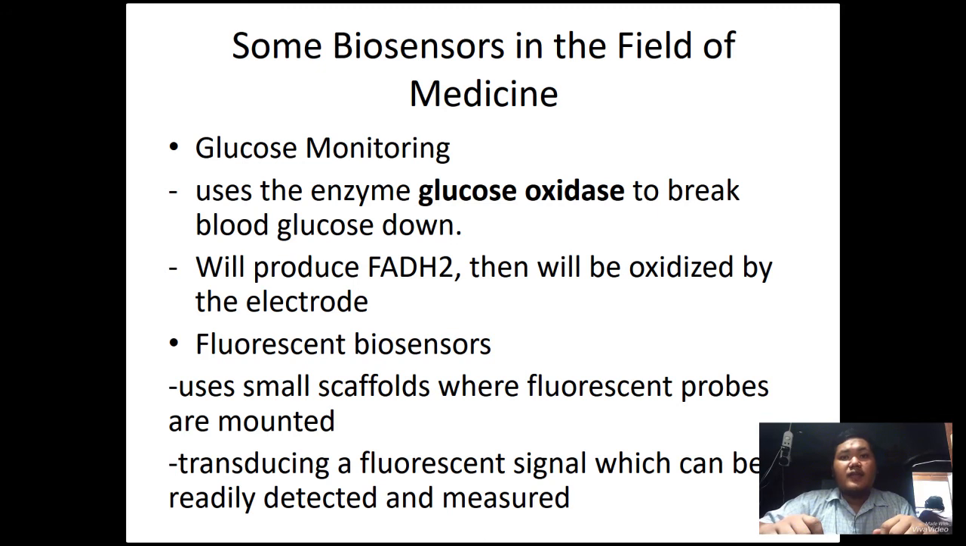A fluorescent biosensor is an imaging agent used for cancer and for drug discovery. This biosensor uses small scaffolds where fluorescent probes are mounted, and when these bioreceptors approach the analyte, the scaffolds will produce a fluorescent signal that can be detected and will be recorded.